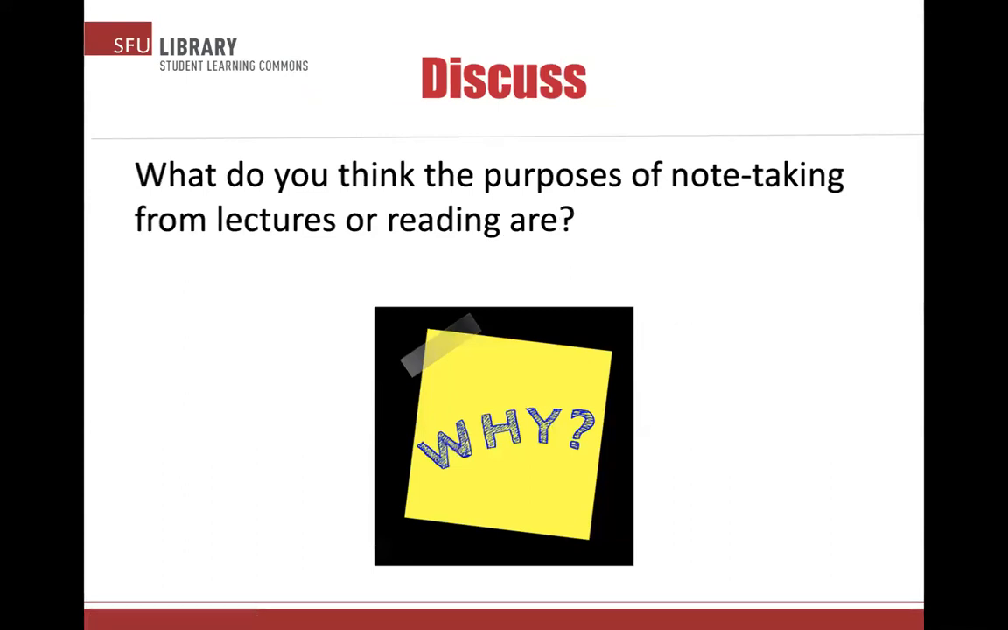So I often ask students what they think the purpose of note-taking is. And sometimes they talk about trying to get everything down on paper. And I would argue that that's not really the purpose of note-taking. That's kind of transcription, really. And sometimes it interferes with the student being able to listen in lecture, their ability to select main points if they're just writing everything down. I would suggest that that's not the purpose of note-taking.